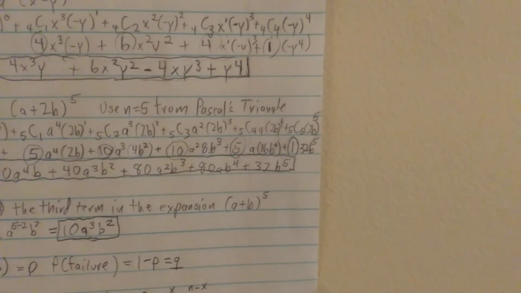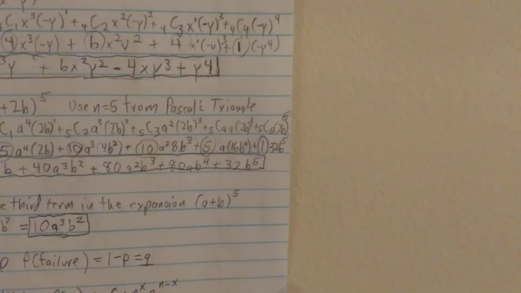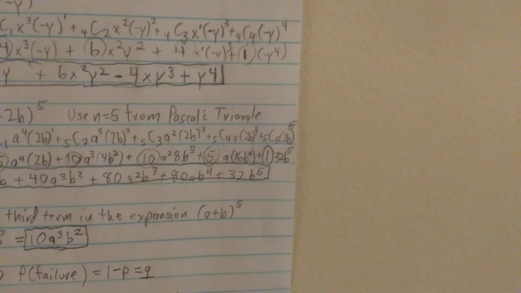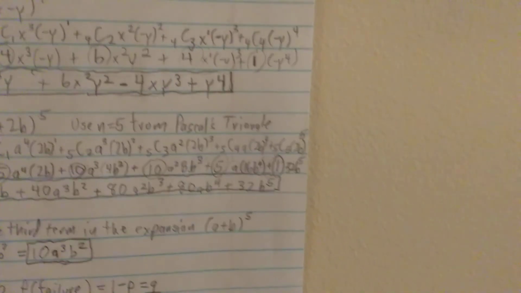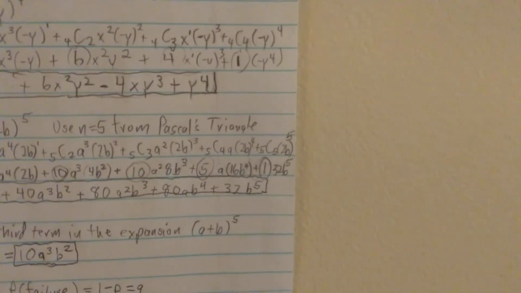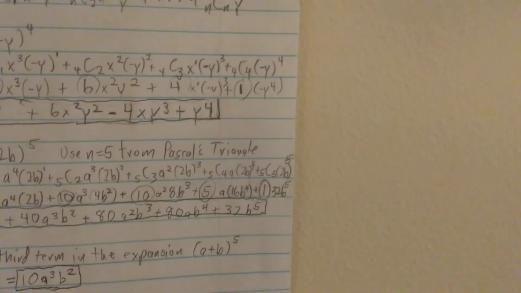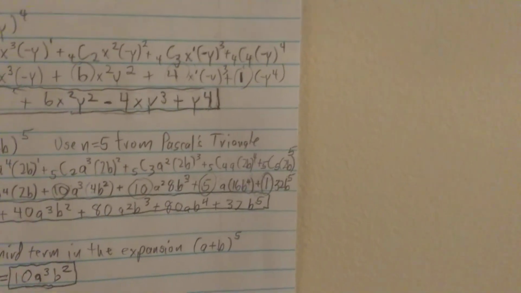And that's plus 80 a squared b to the third. The next term is 5 a to the 1 times 16 b to the fourth from 2b quantity b to the fourth, which gives me 5 times 16 or 80b to the fourth. And then the last is 5c5, and that's times 1, because it's x to the 0, and 2b to the fifth, which is 32b to the fifth.